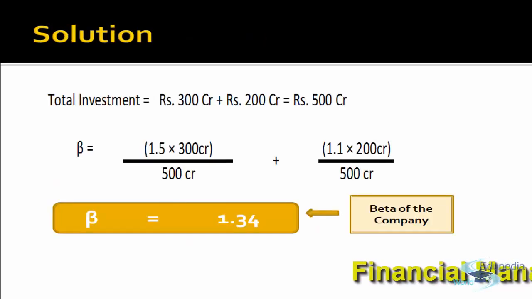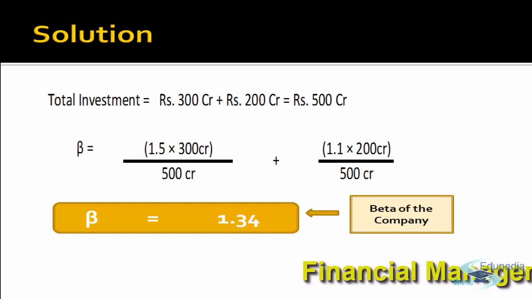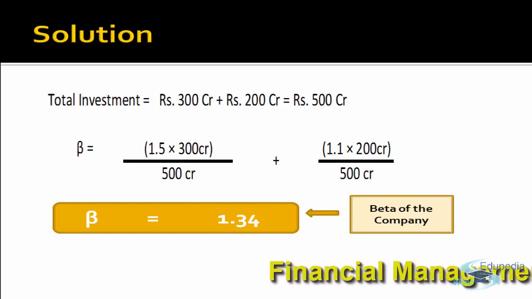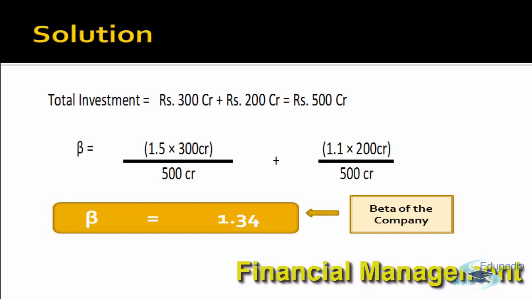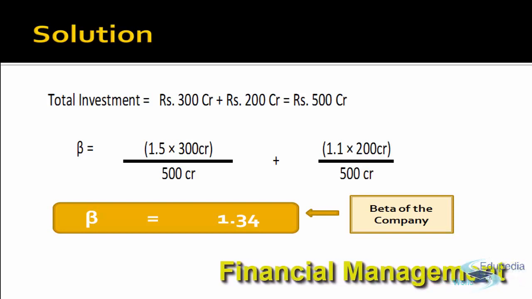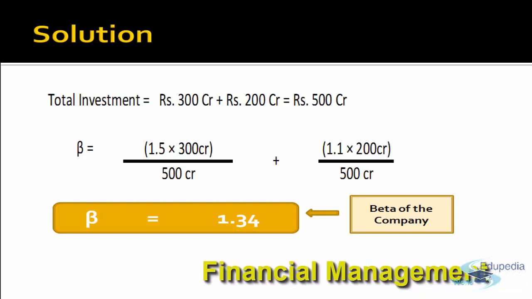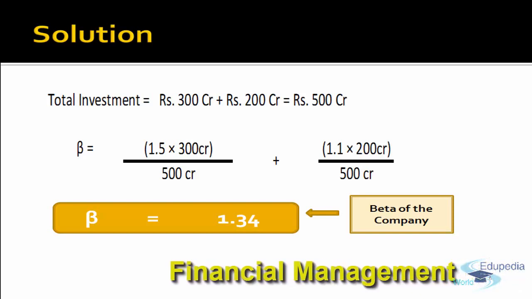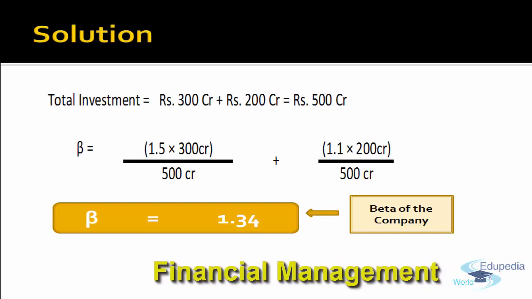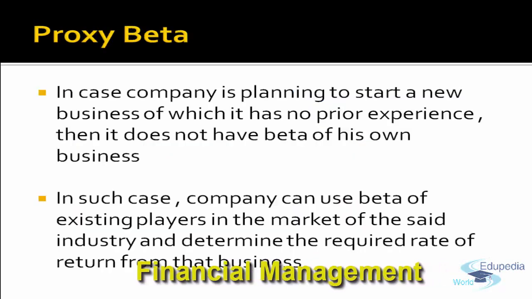To compute the beta of the company as a whole, for 300 crores you have a risk of 1.5. This 300 is out of the total investment of 500. Remember, weighted average. The total weight is 500 for that equity investment. So for 300 they have a risk of 1.5, for 200 they have a risk of 1.1. And the beta of the company will be 1.34.